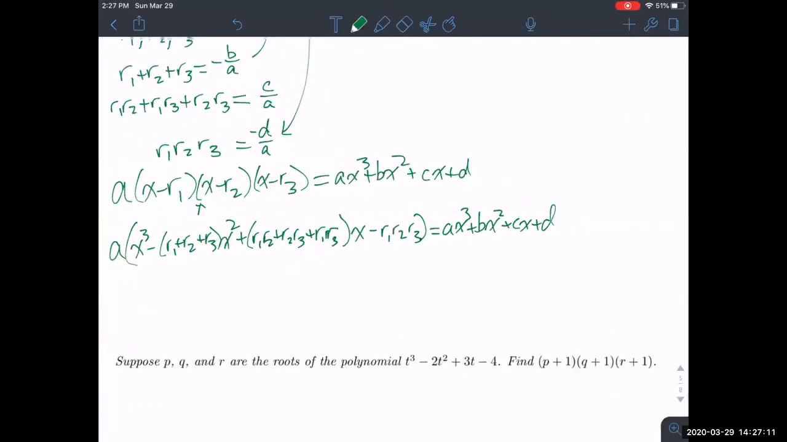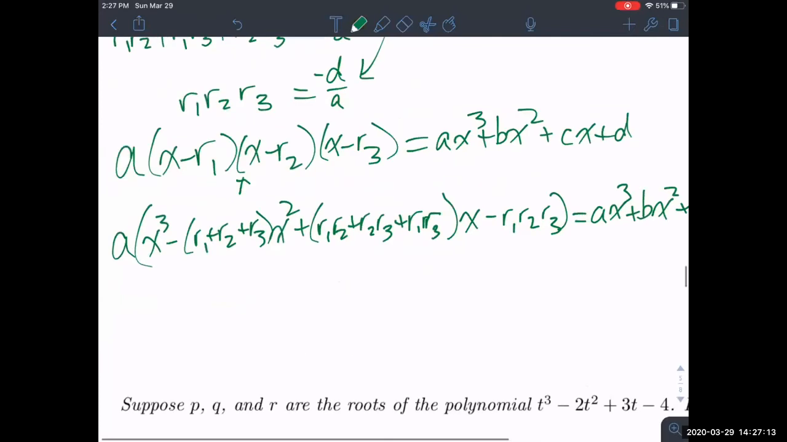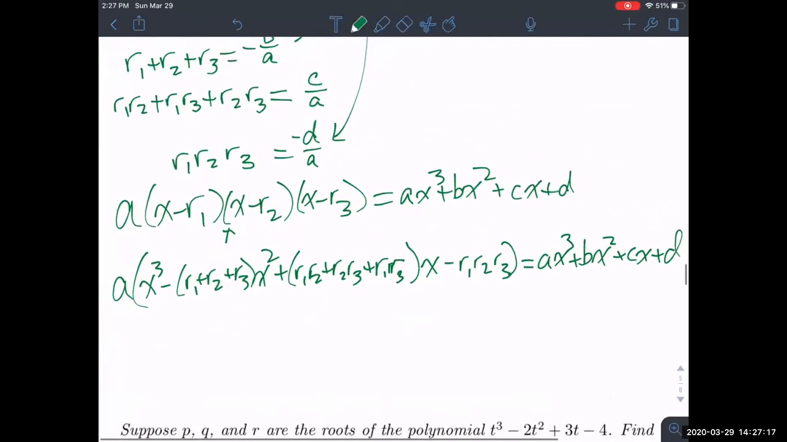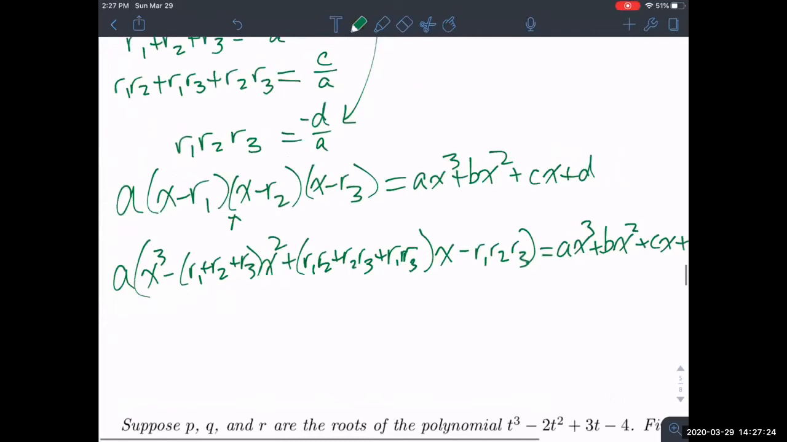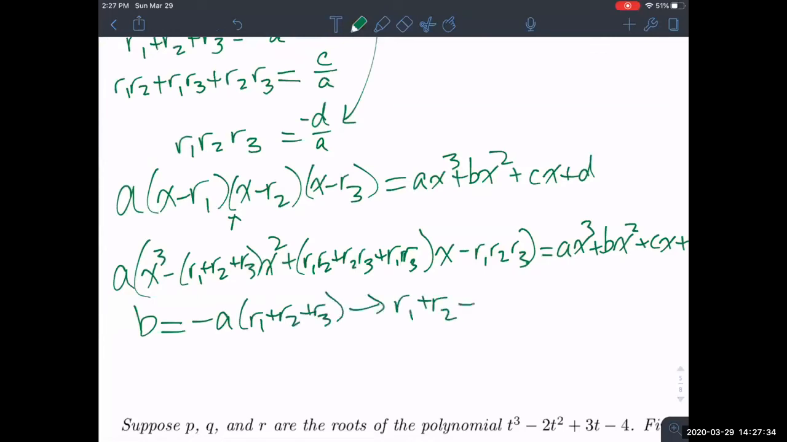All right, nice. So now that we can go ahead and distribute the property, I won't write that all out again, but I'll just show you that B is going to be negative A times R1 plus R2 plus R3, which then becomes this, which we're much more familiar with.